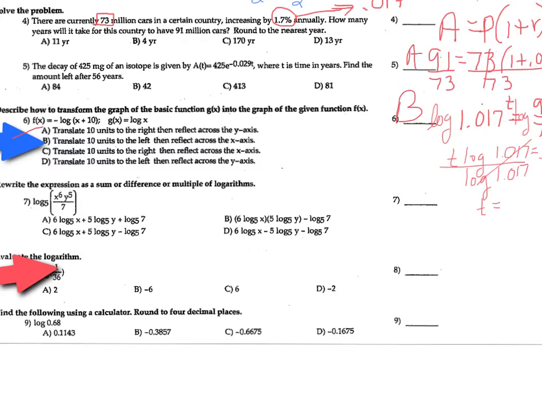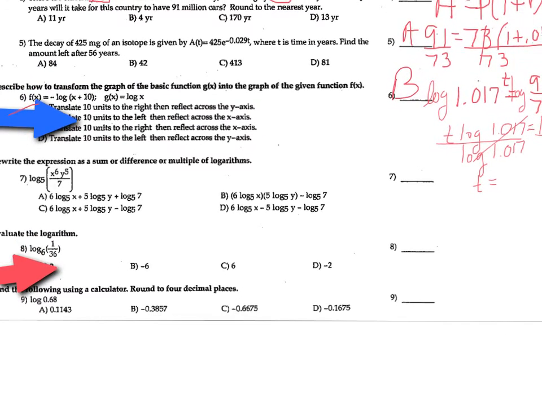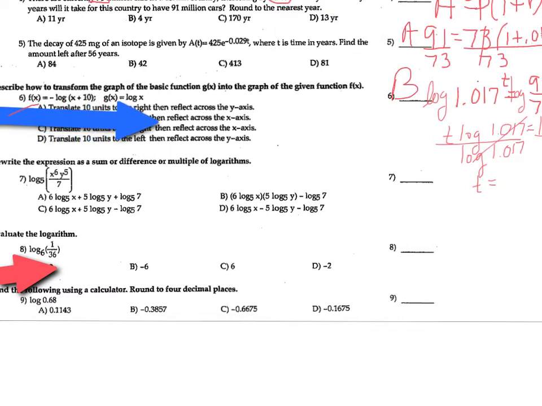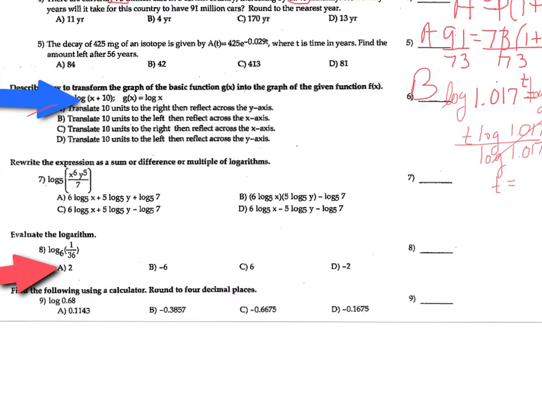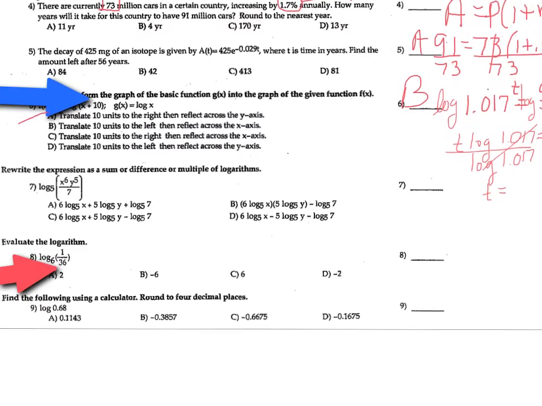Okay, so in number 6, it says translate 10 units to the left, and it's 10 units to the left because of the x plus 10. And then B says reflected across the x-axis. Why is that reflected across the x-axis? Because of the negative. If the negative is in front of the function, then it's over the x-axis. If the negative was with the x, inside with the x, then that's over the y-axis. So that's over the x-axis, letter B.